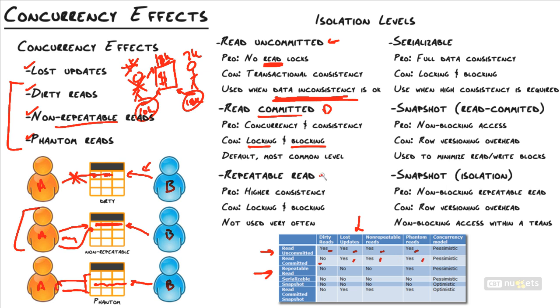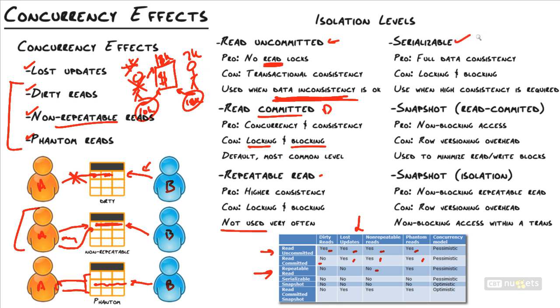A repeatable read is a lot like read committed, just with the added protection of no non-repeatable reads. So it gives us higher consistency, again, locking and blocking just at a higher level than locking and blocking of read committed, because it can lock greater hierarchies. And you really don't see it used very often out there in the field.